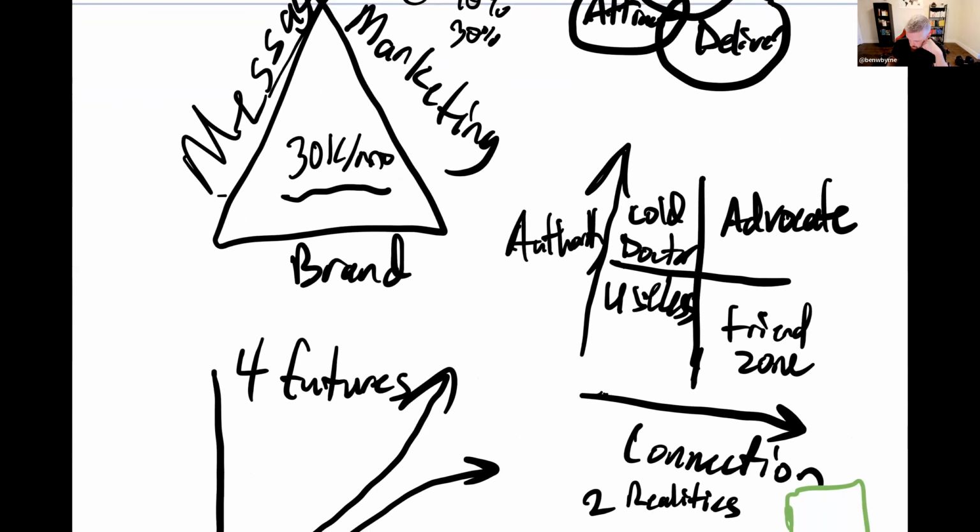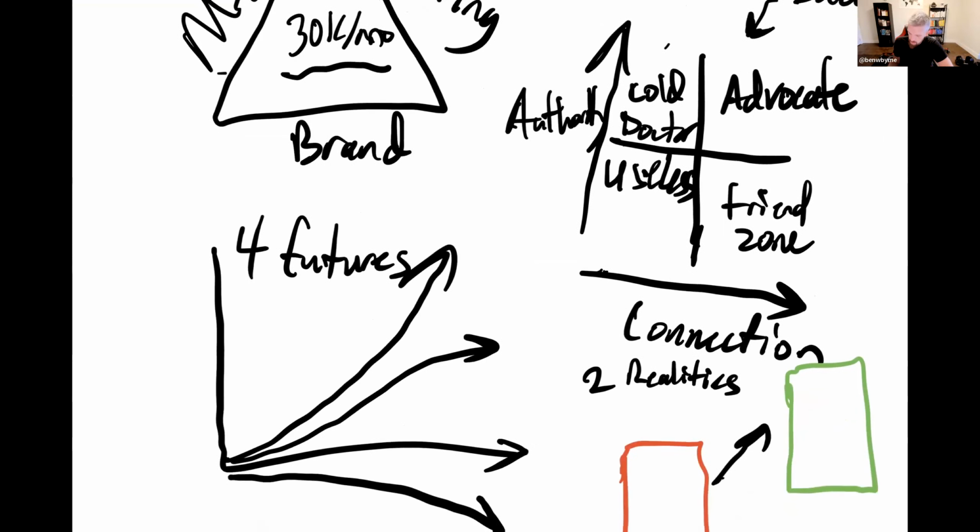Over here, let's say this is for sales. I don't really have a name for this type of model, but on one hand, going up, you have authority. Down here, you have connection. So if you have no authority and no connection on a sales call, you're basically useless. If you have a lot of connection but no authority, you're in the friend zone. If you have a lot of authority but no connection, over here, you're like a cold doctor. It's okay, but it could be better. And then you have an advocate, where you have authority and connection, or like a trusted advisor. So you can come up with stuff like that.